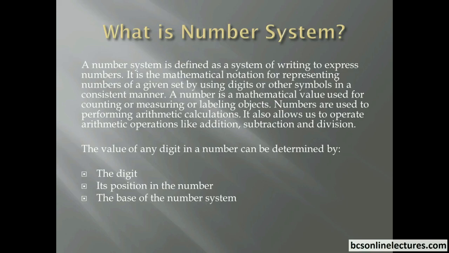A number system is basically a system with a set of symbols used in a consistent pattern, or a scientific, mathematical pattern. A number system is a set of symbols we use in a pattern to express values. That is a number system.